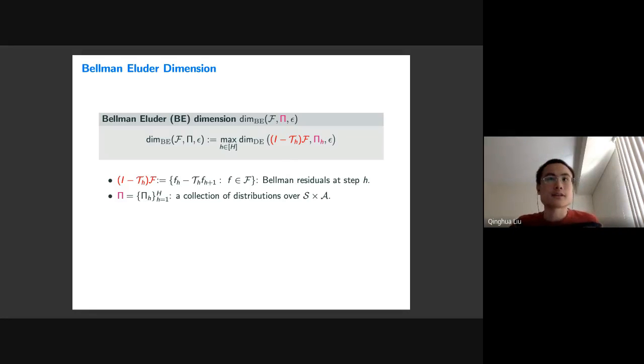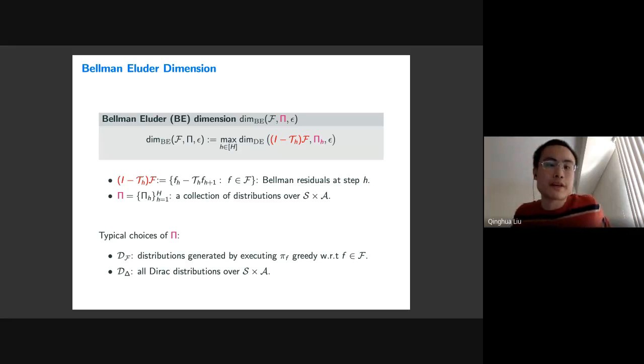And of course, this is only for a single step. And because we are doing reinforcement learning, we need to take the maximum over all time steps. And here, this pi is a collection of distributions over S and A. So each pi h is for the corresponding step.